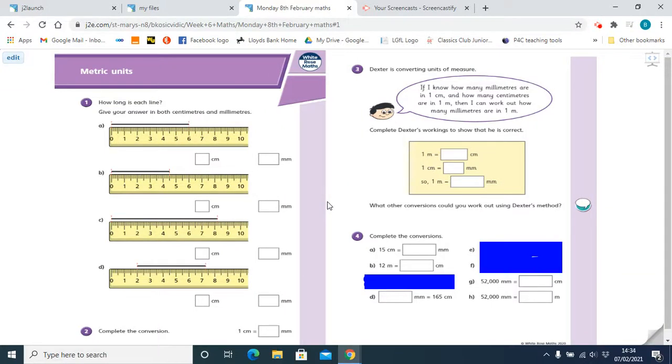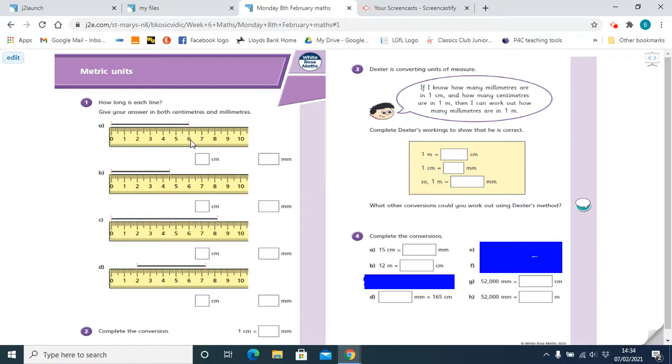Good morning, Year 5. Today we are going to continue with the conversion of different metric units. In this case, we are talking about measuring units for length, and we are supposed to convert our centimeters into millimeters in the first question. If you know that 1 centimeter equals 10 millimeters, think about how many millimeters there would be in 6 centimeters.